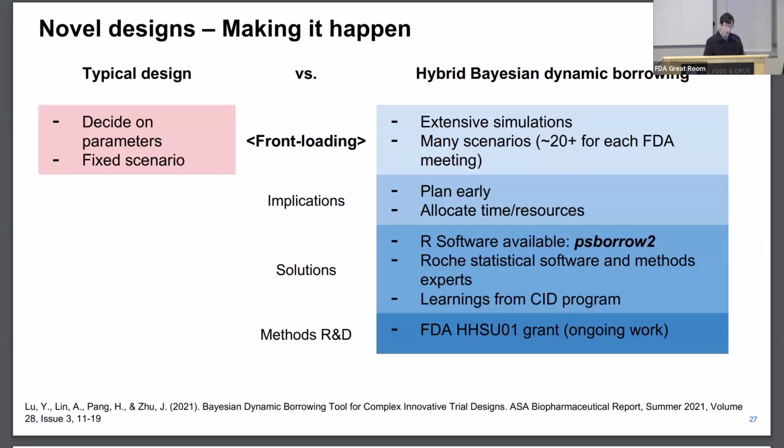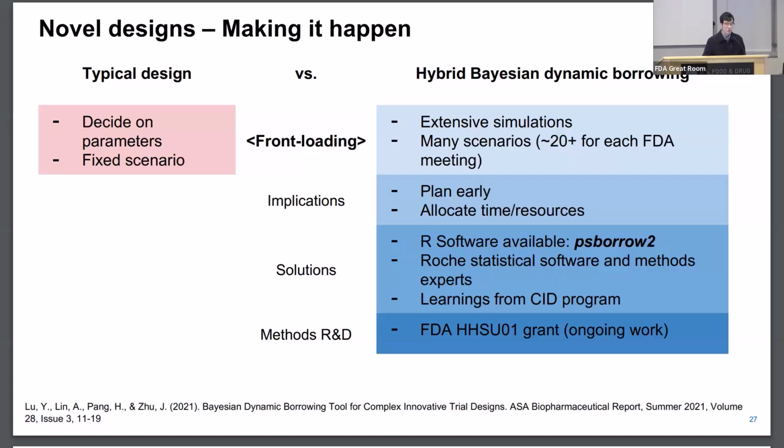With these more novel designs, it's unlike the typical case where you can decide on parameters and have fixed scenarios. So you need to do more extensive simulations. And for the case that we did with the CID program, we actually had many scenarios per FDA meeting. We had a couple of meetings, and each of them had more than 20 scenarios that we investigated. So the implications would be that we have to plan early, allocate sufficient time and resources, as well as having, for example, software being available.